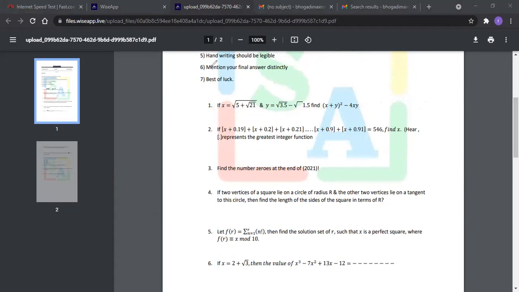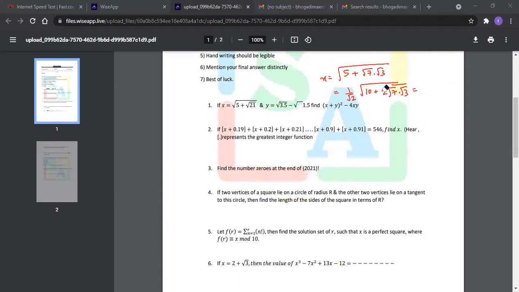Okay. How to do that? You see, the entire trick lies here. If x is root 5 plus root 21, the most important thing we have to see is 21 is nothing but root 7 into root 3. Now root 7 into root 3, this can be expressed as 7 plus 3 by 2. Therefore, in total this can be written as 1 by root 2 times root 2 is multiplied and divided. This is nothing but root 7 by 2 plus root 3 by 2.